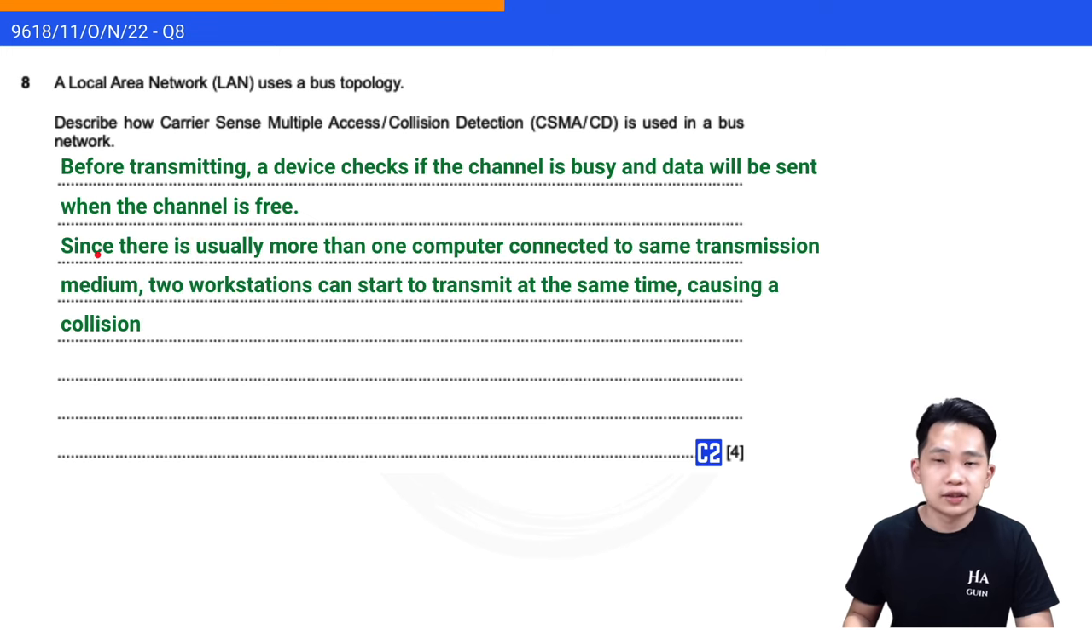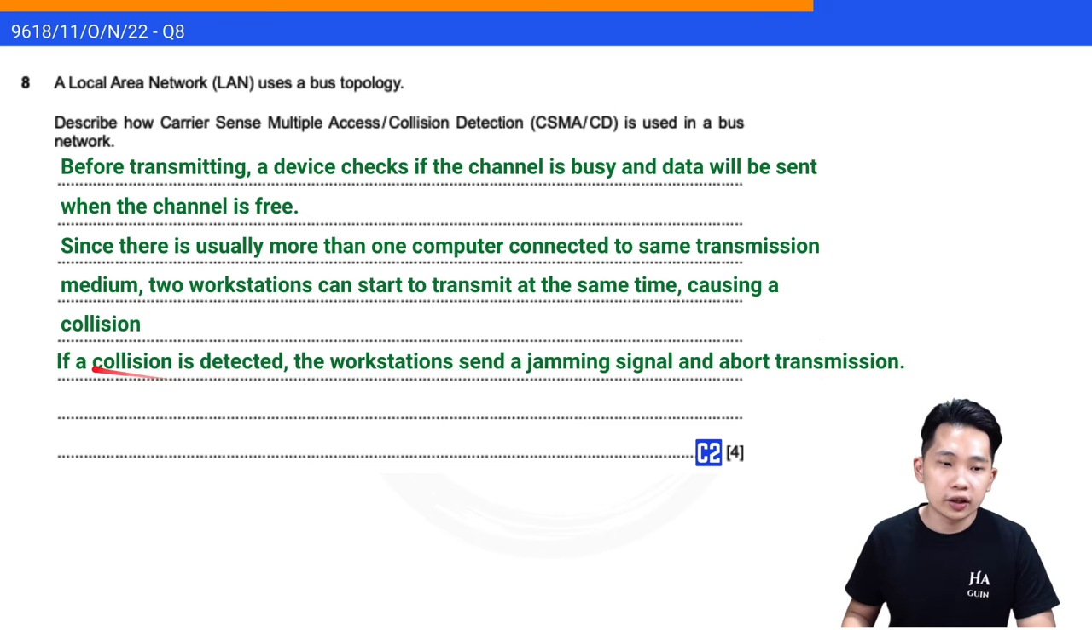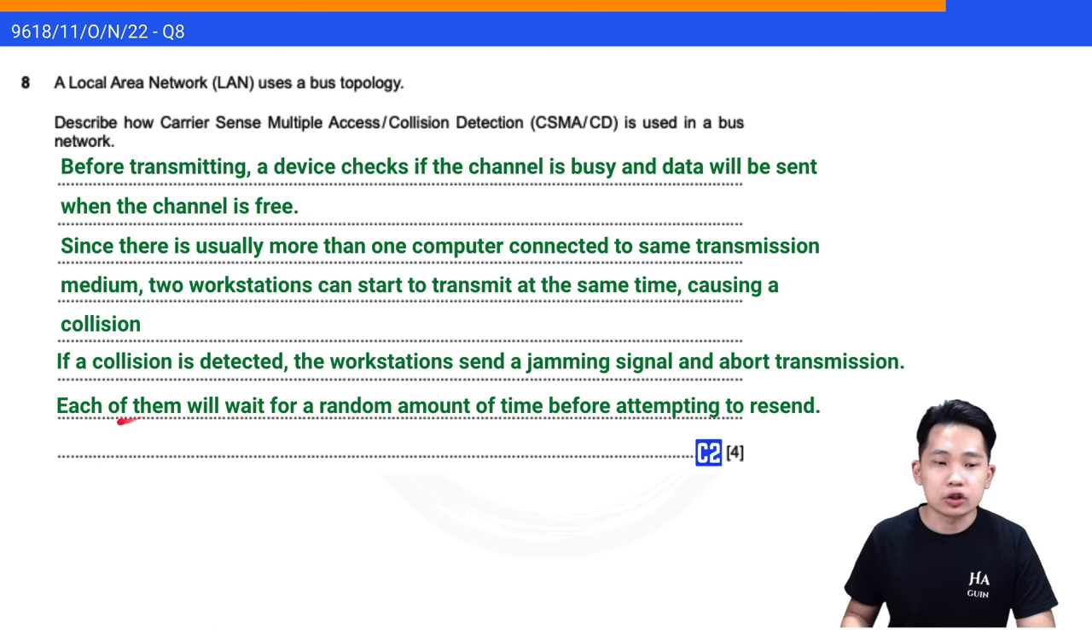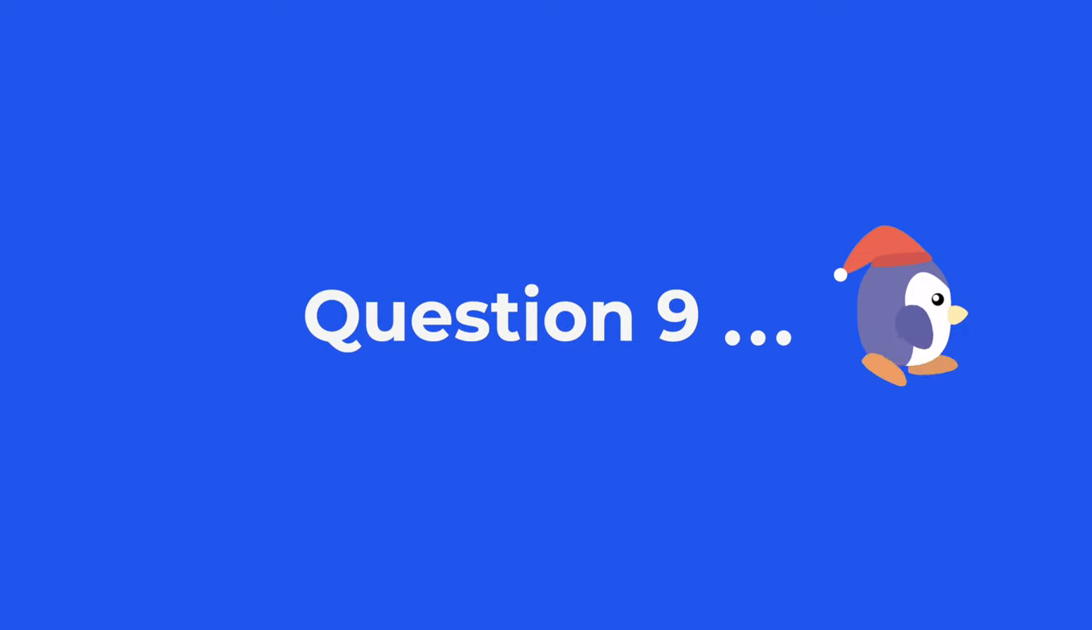And next will be, since there's usually more than one computer connected to the same transmission medium, two workstations can start to transmit at the same time, causing a collision. Therefore, the purpose of this CSMA/CD is to detect collision and also avoid collision. So the next point will be, if a collision is detected, the workstations send a jamming signal and abort transmission. And finally, each of them will wait for a random amount of time before attempting to resend. So these are actually the 4 key points to score 4 marks here. And now let's look at the last question, which is question 9.